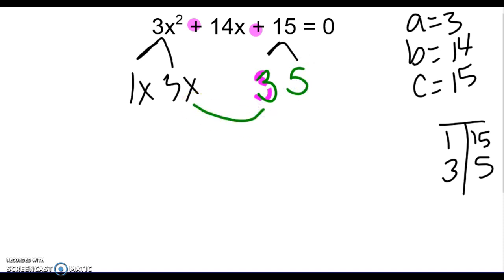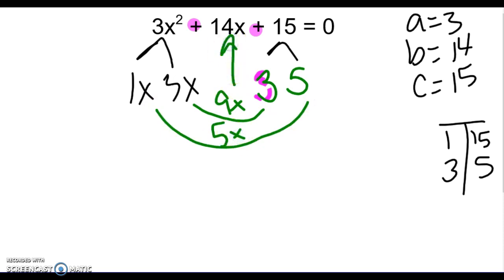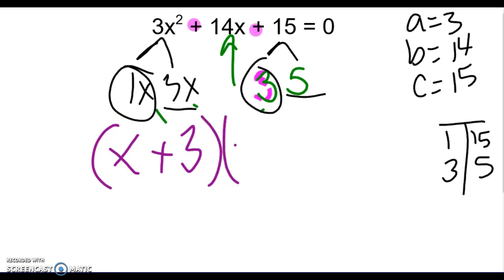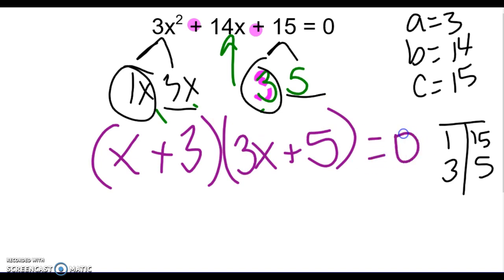Well, now 3x times 3 is 9x. 1x times 5 is 5x. Does that give me 14? Yes, it does. Okay, good. So what that means is in my solution, I'm going to have this one and this one, this one and this one. So I'm actually going to erase this work. I don't really want you to erase the work unless you make the mistake that you put that work into your final solution. So let's see. My solution is x plus 3 and 3x plus 5 equals 0.